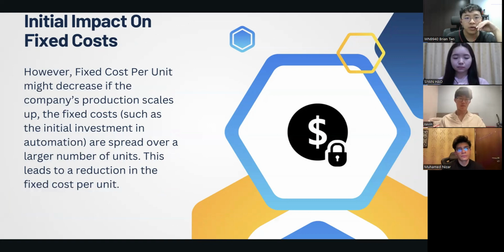However, the fixed cost per unit might decrease if the company's production scales up. The fixed costs, such as the initial investment in automation, are spread over a large number of units. This leads to a reduction in the fixed cost per unit. Next slide, please.